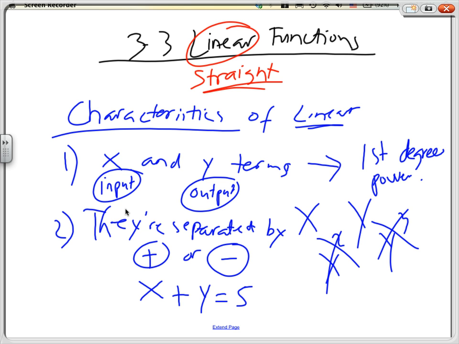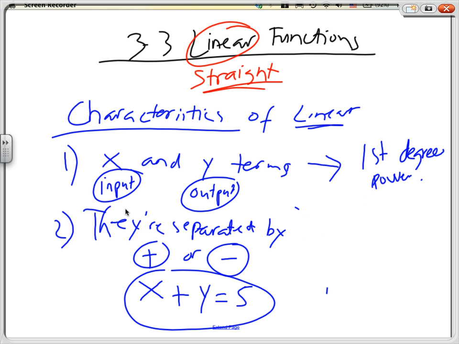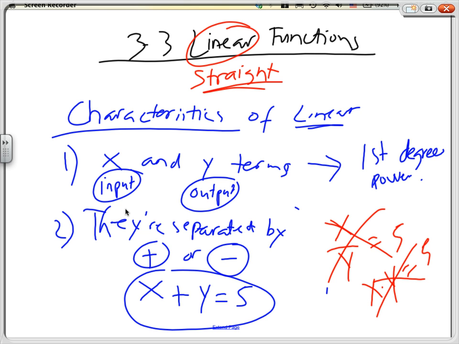Notice, the x and y are separated by a plus sign. You never see a linear function looking like this. Never. Because x and y are not separated by a plus or minus, they're separated by a division. Not allowed. And you will never see a linear function looking like this. What do you see? Yeah, it's linked up by a multiplication sign and not plus or minus. So once again, not correct.